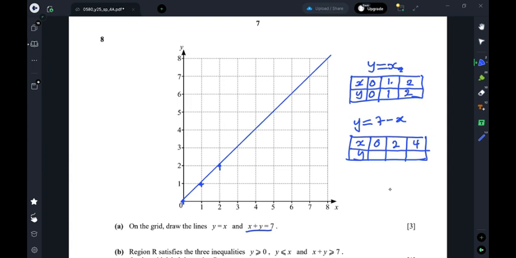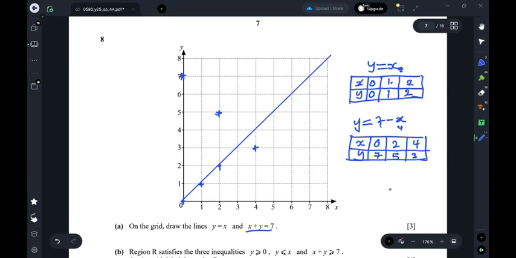So when x is 0, y is 7. When x is 2, 7 minus 2 gives me 5. When x is 4, 7 minus 4, y is 3. So the first point, when x is 0, y is 7. Then I put my point there. When x is 2, y is 5. When x is 4, y is 3.